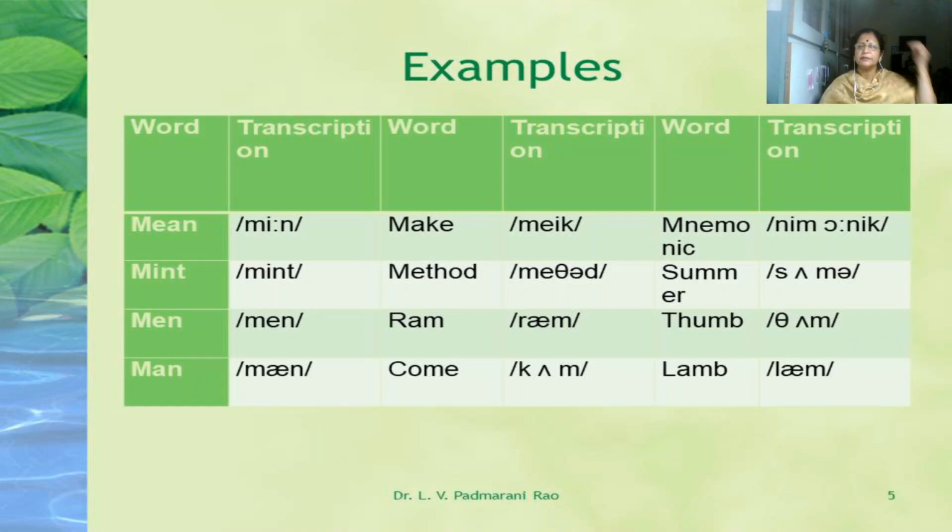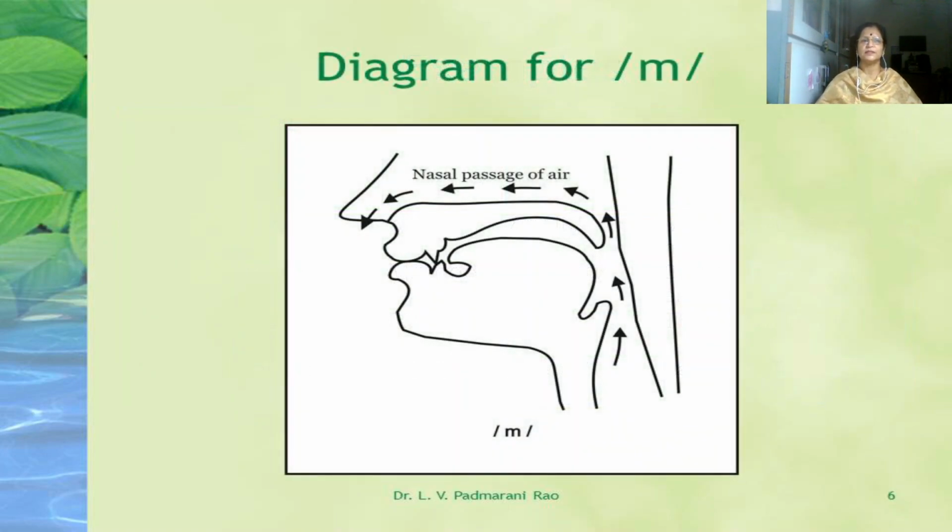S-U-M-M-E-R, summer. T-H-U-M-B, thumb. Wherever we have the letters M followed by B in the English words, B sound is always silent. It ends with the nasal sound and we don't pronounce the plosive sound. So it is not thumb with a b, it is thumb. Similarly L-A-M-B, lamb. Very good. Go through all these words again and practice for the pronunciation of the sounds.